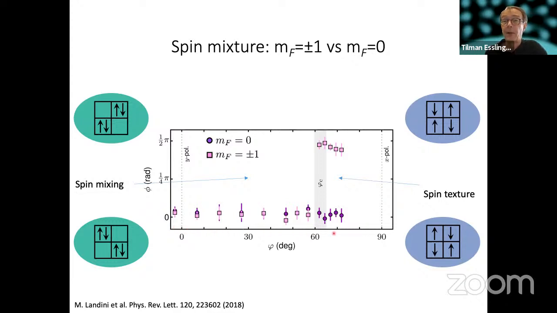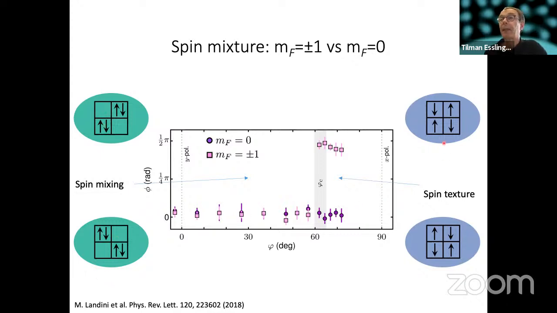Here the parameter on the horizontal axis is the angle of polarization. In this regime, if we have an angle below 60 degrees, a density pattern forms, in such a way that both mF = +1 and mF = -1 sit on the same sides, either the even or the odd sides.